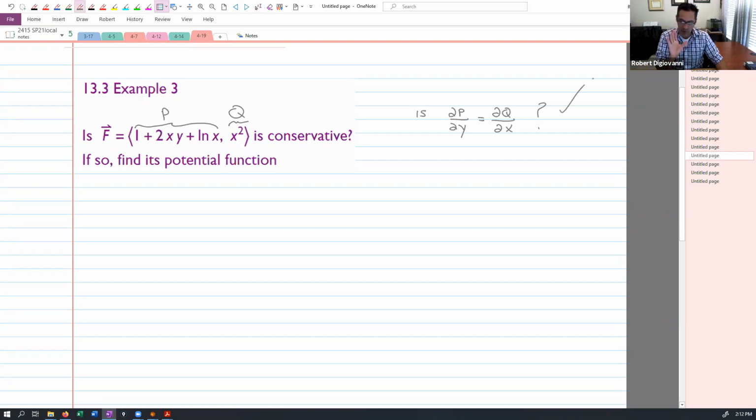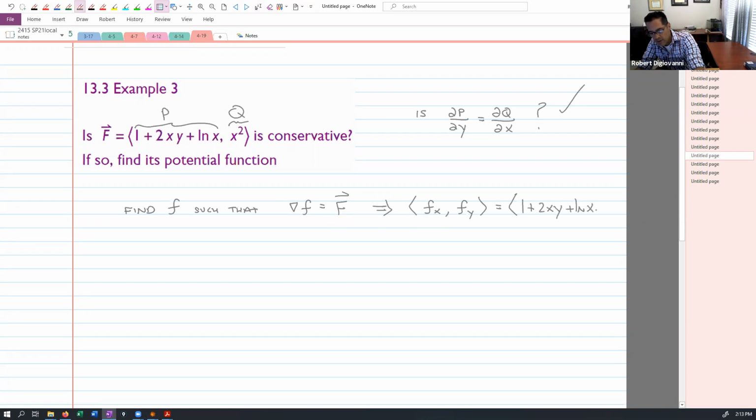So you really need to make sure you understand what we're asking for here. We need to find the little f such that when we take the gradient of that little f, we get capital F. That means that the gradient of f, which by definition is a vector, partial of f with respect to x and partial of f with respect to y, must equal the field we're talking about here, 1 plus 2xy plus natural log x, comma x squared.